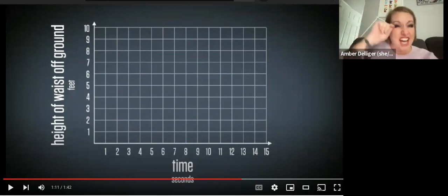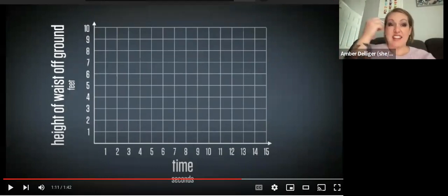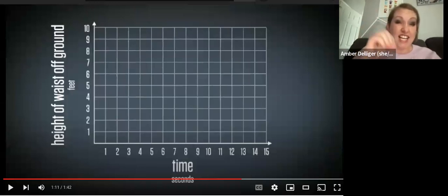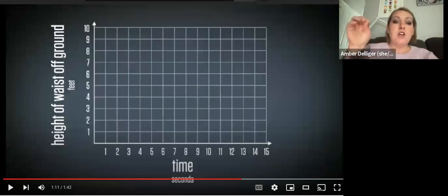All right, teacher hat on just for a second, a teacher aside. When I do this with students, they get really excited at the next part. We had a bunch of ruckus happen here. So you can decide as a teacher whether or not you want to debrief, have them talk to each other about their graphs before you give them the answer.